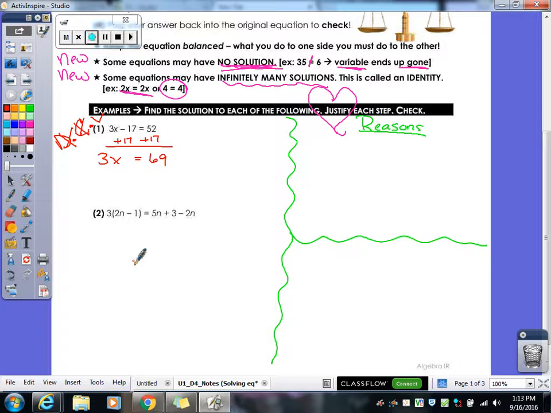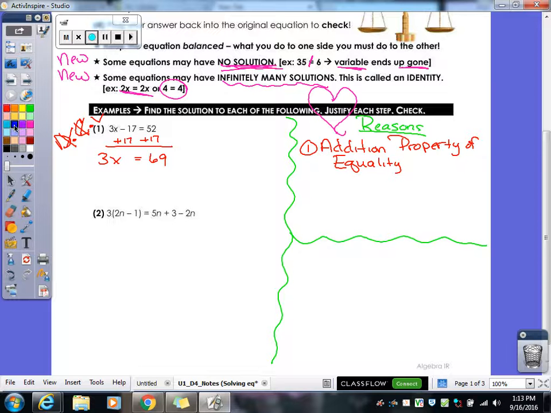It's called the addition property of equality. That means whatever I do to one side, I do to the other. You've learned that since middle school, right? But now they call it of equality. That's why we have that scale up there. Whatever you do to one side, you do to the other, right?